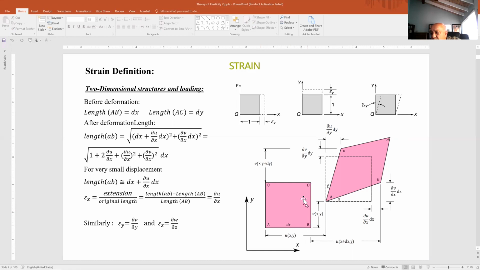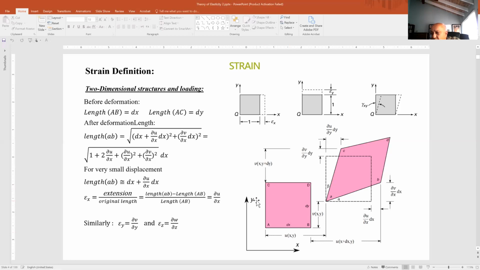Location of every point on that block is given with respect to the XY coordinate system. Location of point A is given by x and y. Location of point B, which is at a distance dx from point A, would be just a little bit different, x plus dx. And similarly, the location of C, which is in the Y direction from point A, is y plus dy.